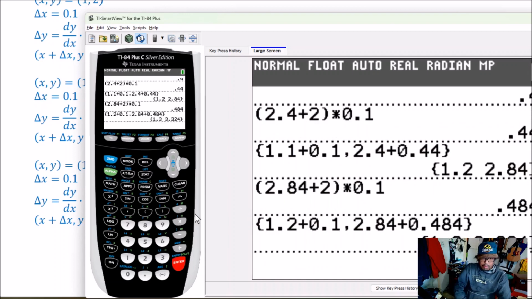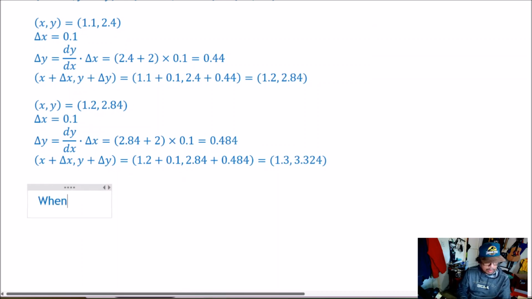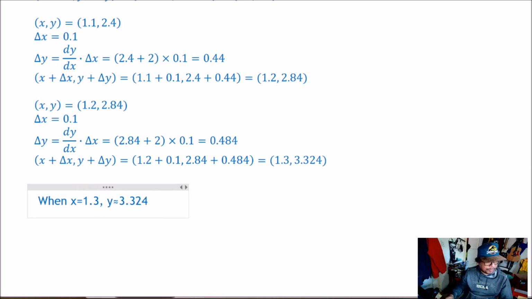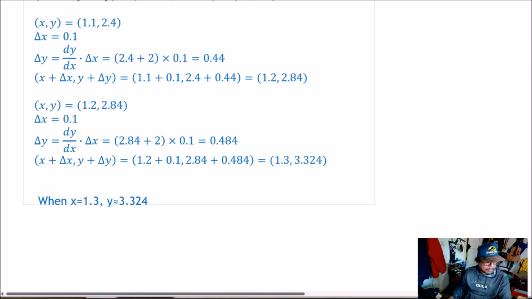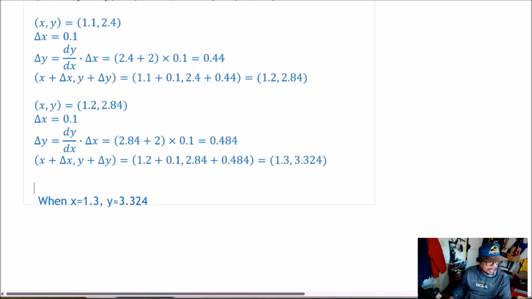And that gives me 1.3 and 3.324. To summarize, we're going to say when x equals 1.3, y is approximately 3.324. All right, there is our method.